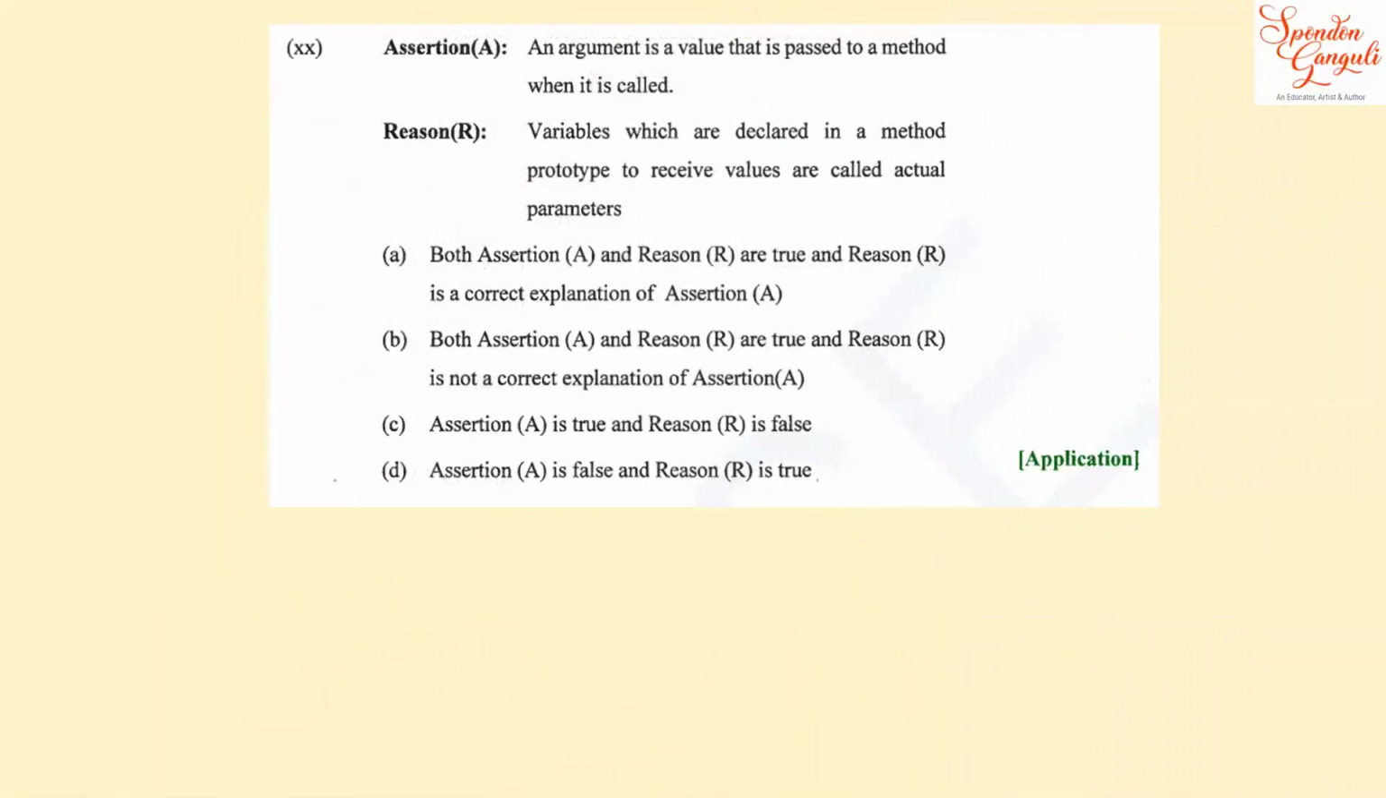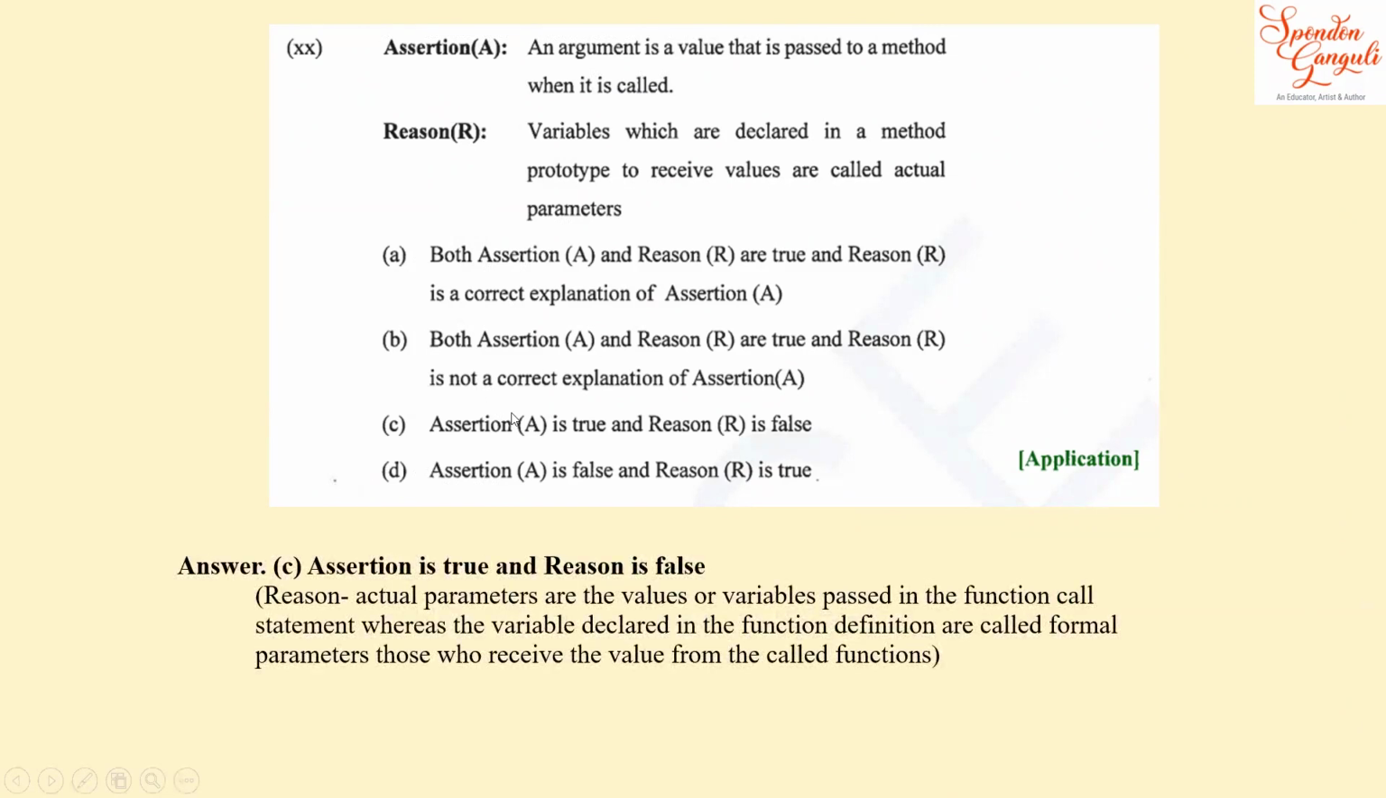MCQ. Assertion: An argument is a value that is passed to a method when it is called. Reason: variables which are declared in a method prototype to receive values are called actual parameters. Let us see the answer. Option C: assertion is true, but reason is false. Actually, actual parameters are the values or variables passed in the function call statement, whereas the variables declared in the function definition are the formal parameters that receive the value from the actual parameters.